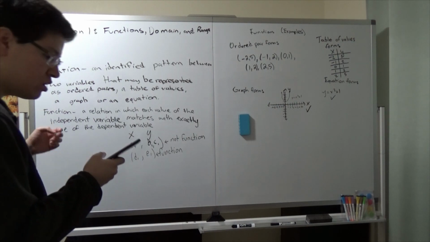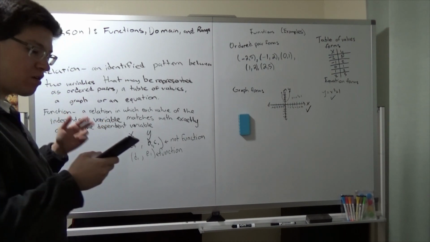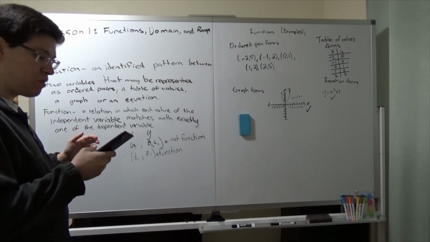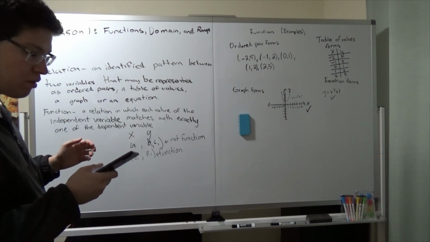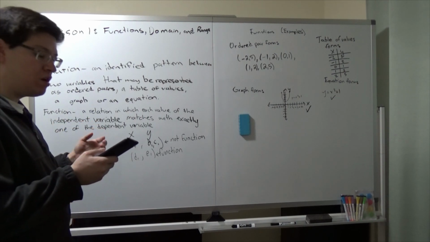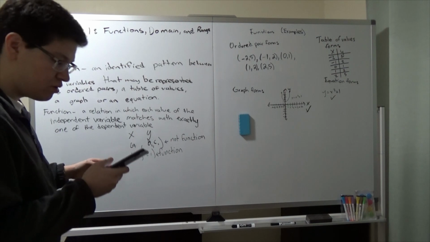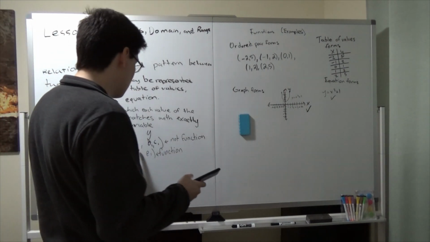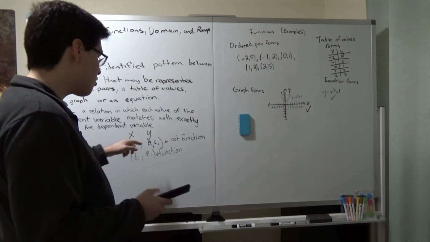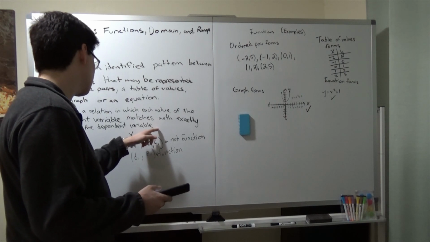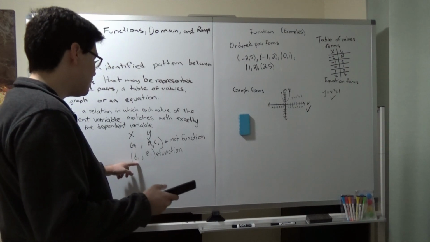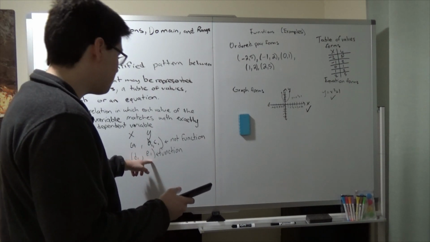If a relation has two dependent variables for any independent variable, it is not a function. If all the independent variables correspond with exactly one dependent variable, then the relation is a function. So here you see, this is not a function because we have one independent variable corresponding to two dependent variables. This is a function because we have one independent variable corresponding to one dependent variable.